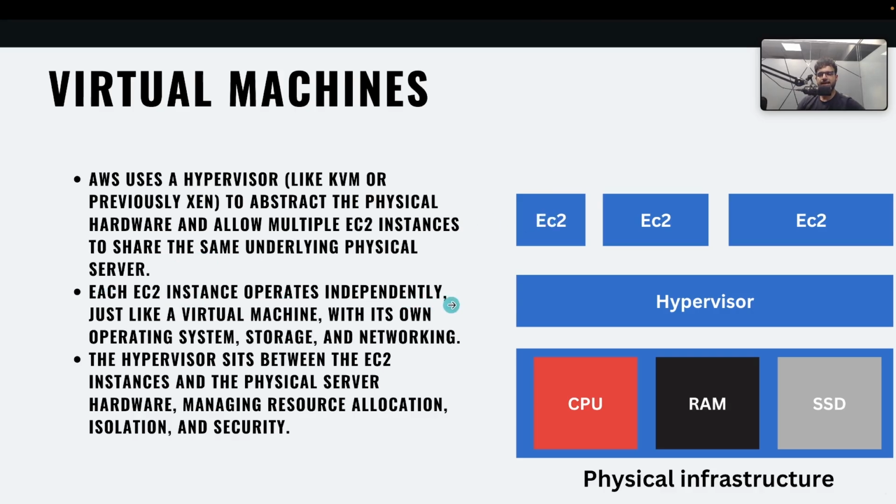Each EC2 instance operates independently, like a virtual machine with its own operating system, storage and networking. You can't tell by looking at it. You can't look at it, SSH into it and tell, oh, this is a virtual machine. But in actuality, it is just a virtual layer on top of physical infrastructure. You have some restricted access to this physical infrastructure. That is why when you check the CPU limits on a machine, it says you will get access to 8 vCPUs, virtual CPUs, 16 vCPUs. The hypervisor sits between the EC2 instances and the physical infrastructure, managing resources, security, etc. So this is how a virtual machine works.